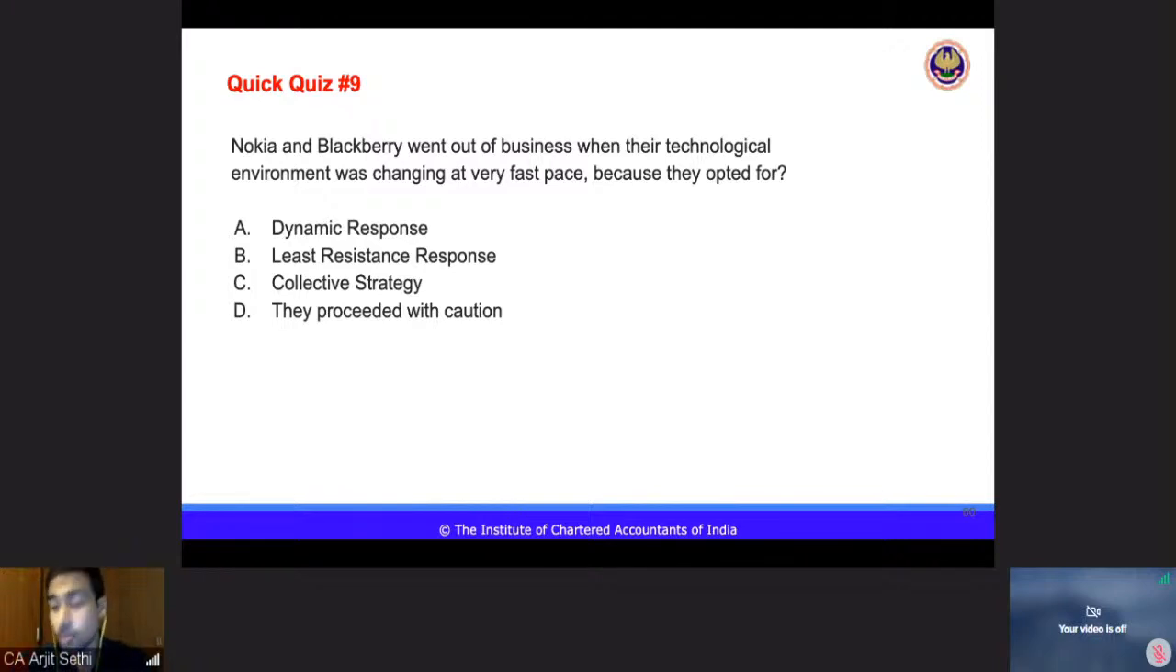Okay, let's quickly go to the answer. Most of you have answered, but I think there are a lot of wrong answers as well. The answer is least resistance because Nokia and BlackBerry did not change themselves. They were looking at the environment changing, but they were least resistant to change. They were minimally changing. They're not changing at all, right? So there was a least resistance response from them because of which they went out of business. And that is one of the strategies they opted for, which is always a poor strategy, right?